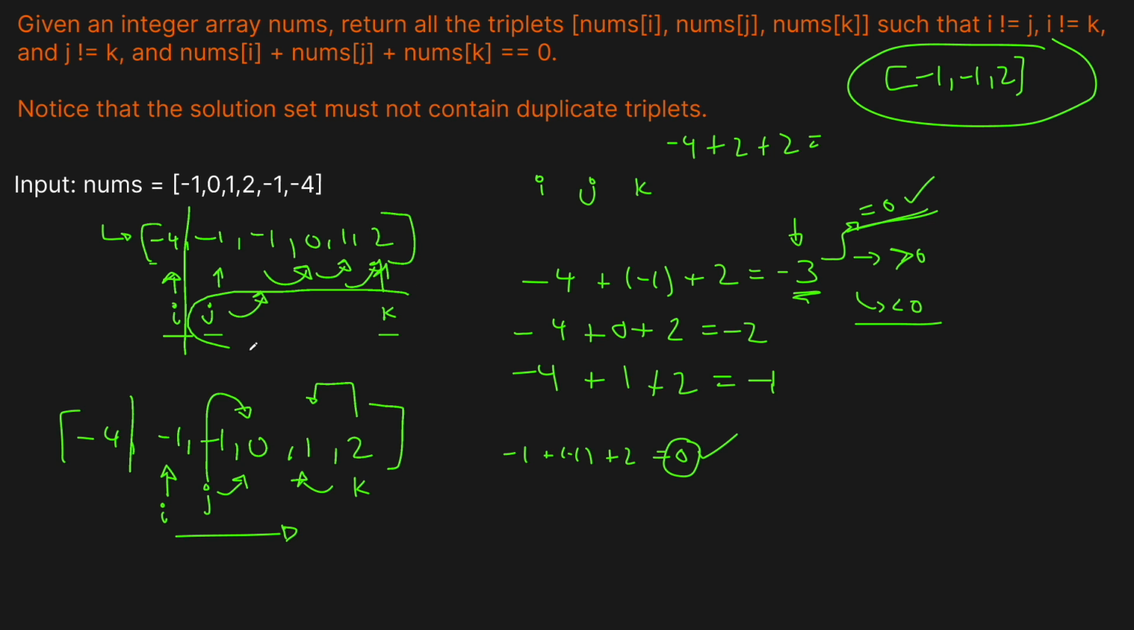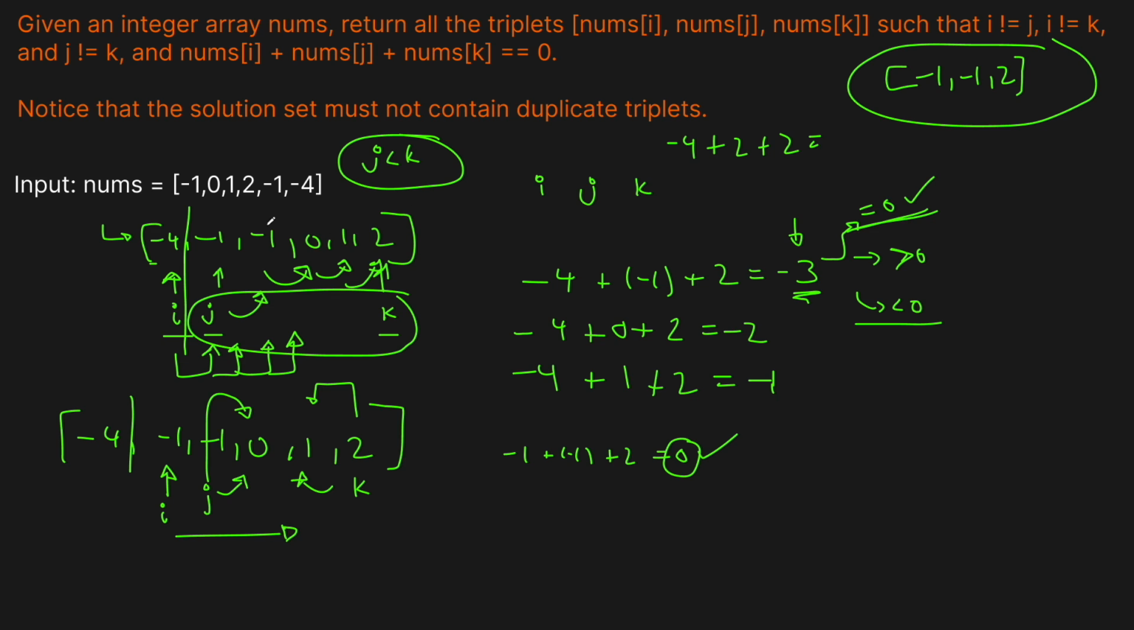After we've exhausted all of the items between j and k, so we'll basically have while j is less than k, then after that no longer holds true, we will move our i up by 1, and we'll keep repeating the process where j is always going to start at i plus 1 and k is always at the end. That way we will go through every single option, figure out which ones equal 0, and at the end we just return the list of all of those answers. So that's the general intuition.